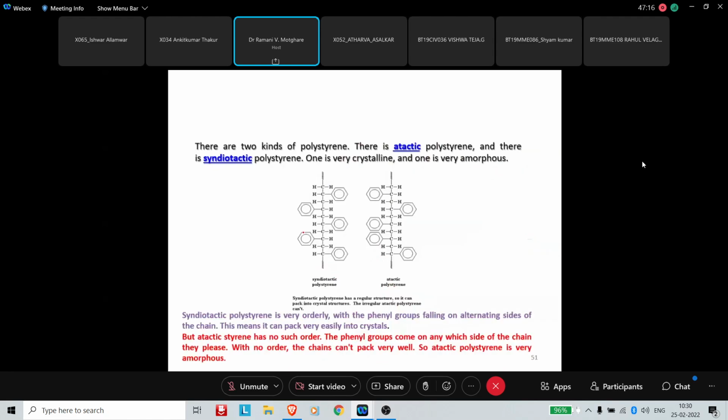Then the next part is, there are two kinds of polystyrene, atactic and syndiotactic. The structures are shown here. I think this we have already discussed earlier. So syndiotactic polystyrene is very orderly, with phenyl groups falling on alternating sides of the chain. This means it can pack very easily into crystals. So it will be more crystalline in nature than the atactic one.